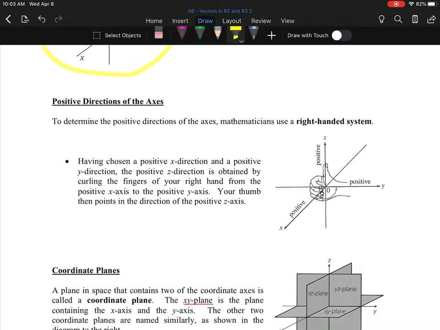I posted a link about the right-hand rule, so I'm not going to say too much about the right-hand rule here. I'll just say see video. Because it's not easy on a 2-dimensional page to talk about this right-hand rule.